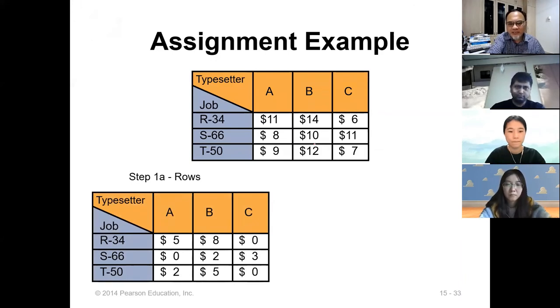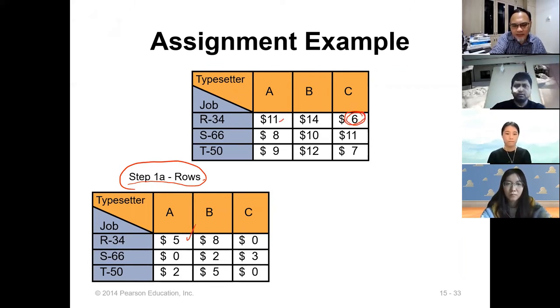So this was the initial table, the first table. Step one is rows. How do you get these numbers? I mentioned just now. Row one, smallest is 6. So you deduct this. 11 minus 6 is 5. 14 minus 6 is 8. 6 minus 6 is 0. Are you following?